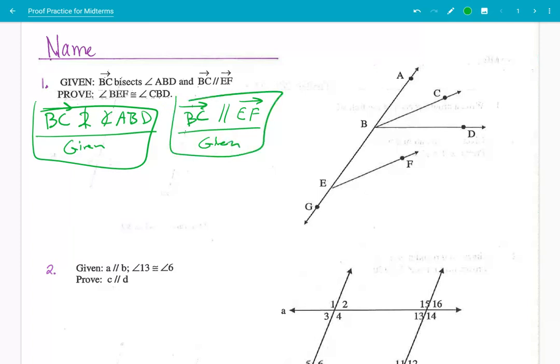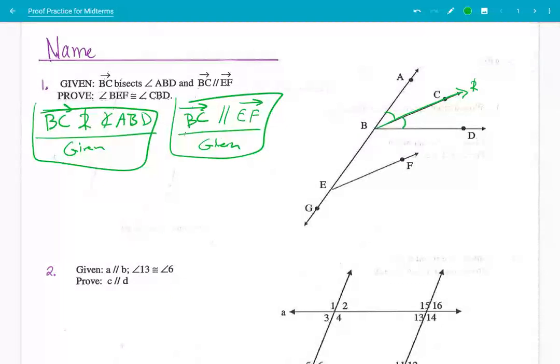All right, let's mark these. Here's BC, and that bisects. Call that a bisector, ABD. So that means that these two are congruent. And then BC is parallel to EF, so these are also parallel. Okay, well, what does an angle bisector tell us? It gives us two congruent adjacent angles right there.